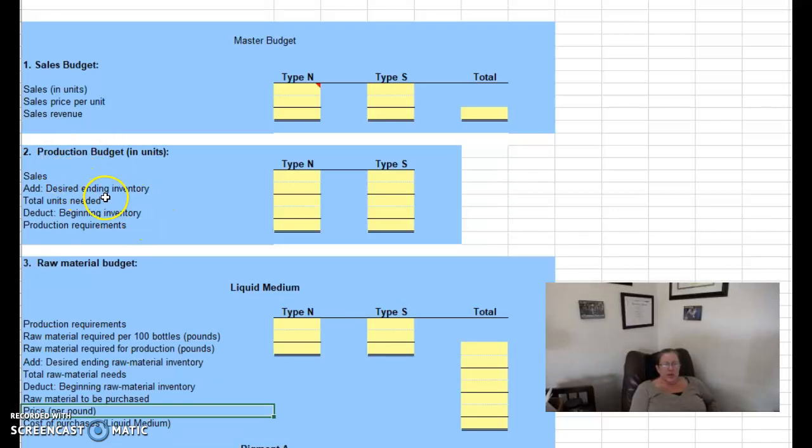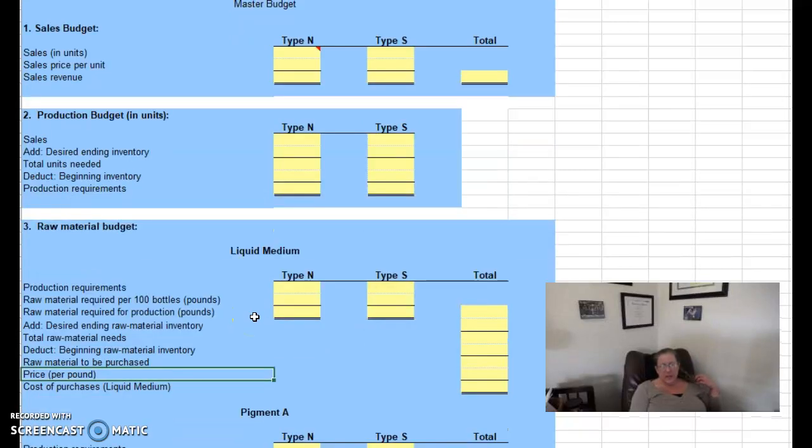Next, you're going to do your production budget, and you're going to start by entering your sales. This was given in the problem. And then you will add your desired ending inventory. This was also given in the problem. Add these together to get the total units needed, and then you'll subtract from that your beginning inventory, and this will tell you how much you need to produce. Okay, so it's pretty step by step as you go through the template.